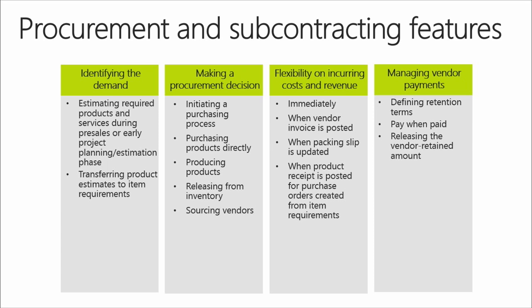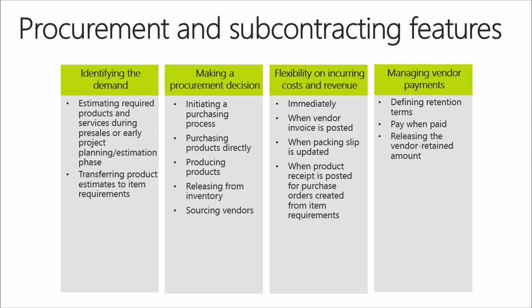When it comes to incurring cost and revenue associated with the products and services, you can do it immediately by creating an item journal, or you can do it through posting a vendor invoice when you are buying something. Or you can do it when you're posting a packing slip on a sales order, which is an item requirement, and we will talk about it later.